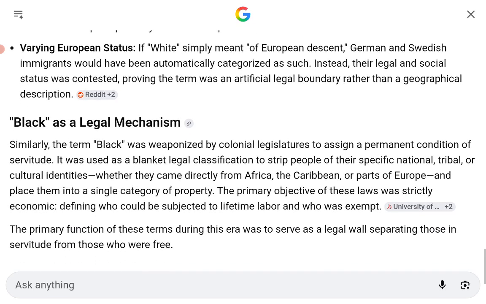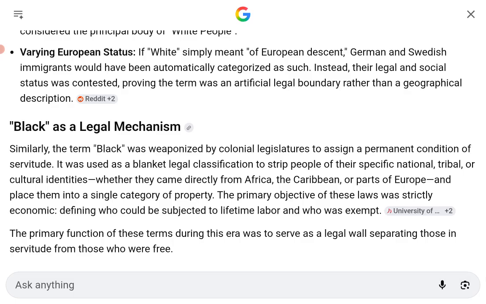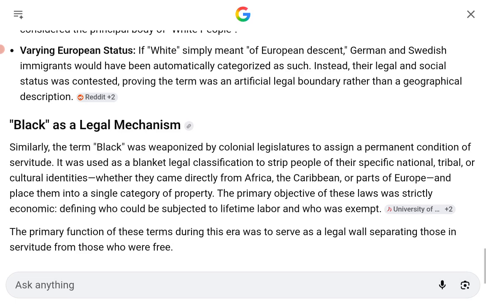Varying European status. If white simply meant of European descent, German and Swedish immigrants, Italian, all of them would be considered black, because clearly that's what they were. If it had anything to do with you being black or white in hue of complexion, then these Swedes and Germans would also be considered black, just based on that, and that wasn't the case. Instead, their legal and social status was contested, proving the term was an artificial legal boundary rather than a geographical description.